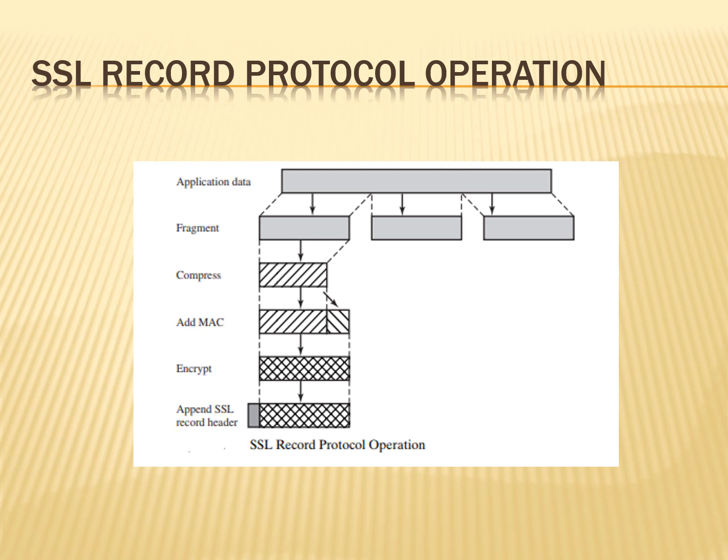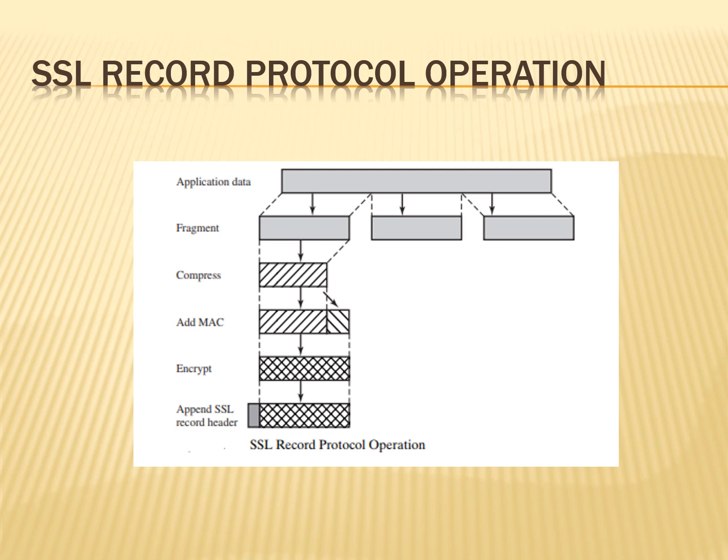Compression is optionally applied. Compression must be lossless and may not increase the content length by more than 1024 bytes. In Secure Socket Layer version 3, no compression algorithm is specified. The default compression algorithm is null. The next step in processing is to compute the message authentication code over the compressed data. For this purpose, a shared secret key is used.